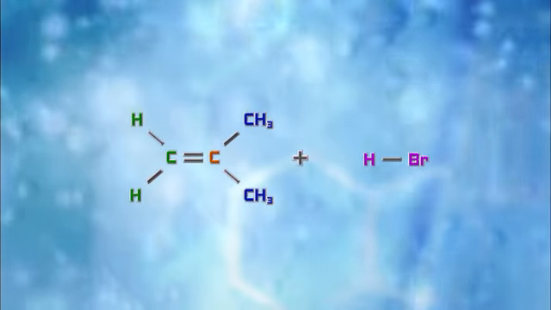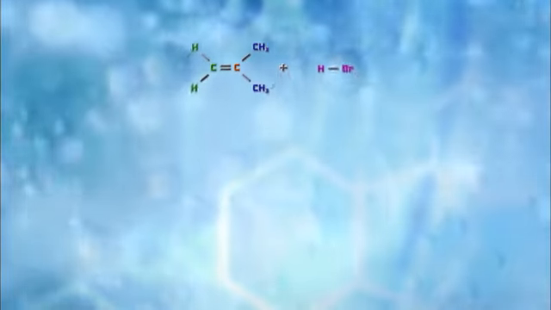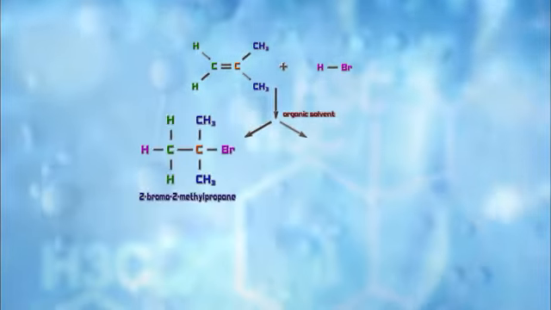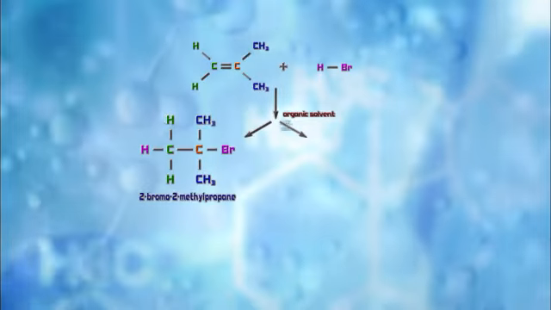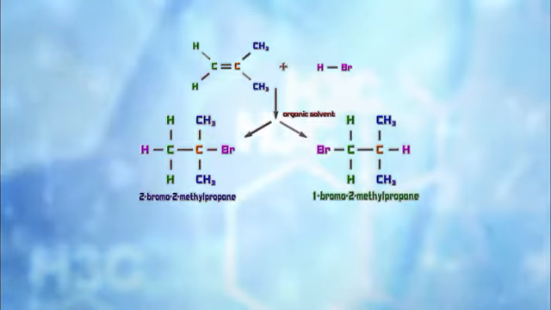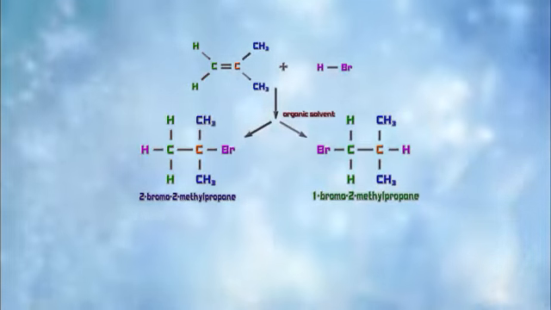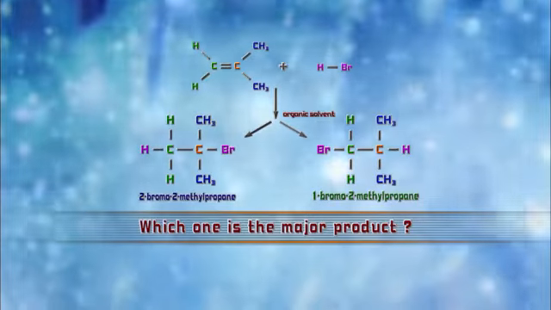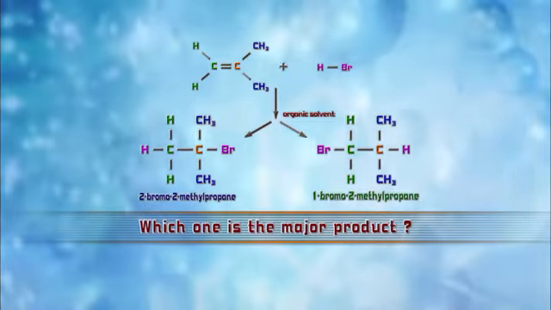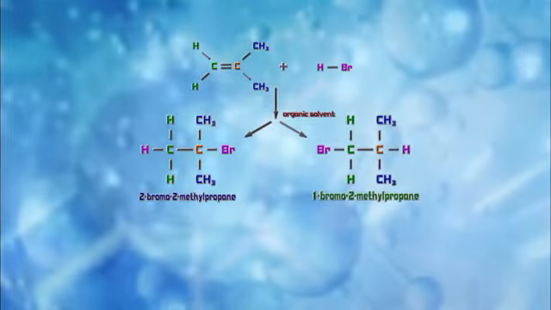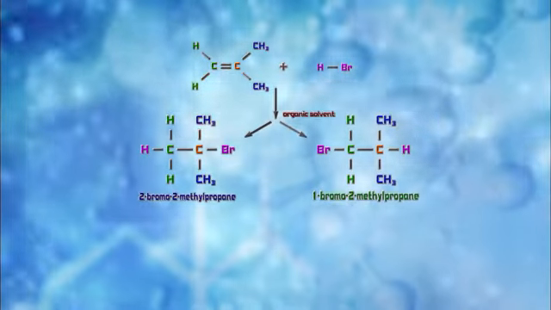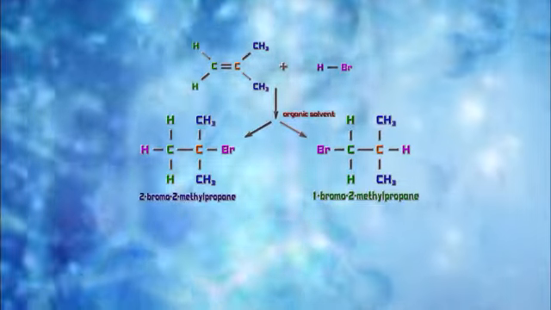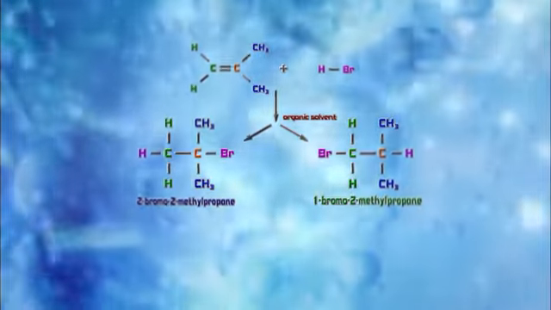So, when 2-methylpropene reacts with hydrogen bromide, it gives 2-bromo-2-methylpropane and 1-bromo-2-methylpropane. Which one is the major product? By Markovnikov's rule, the major product is the one in which the hydrogen atom is added to the carbon atom with more hydrogen atoms.